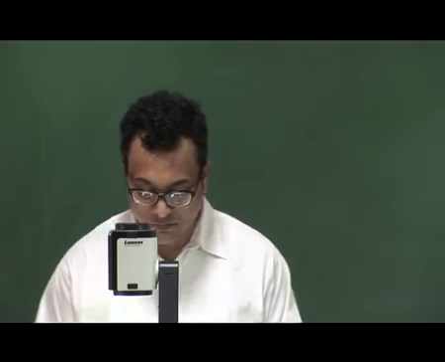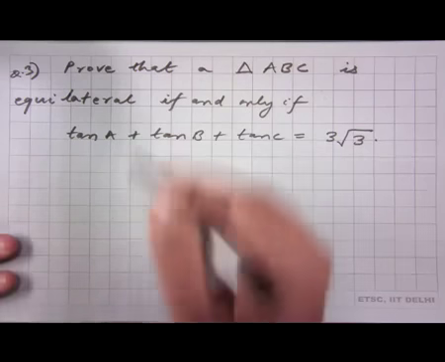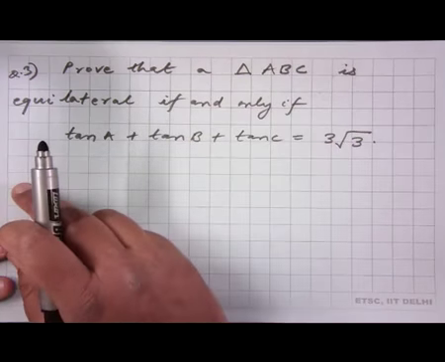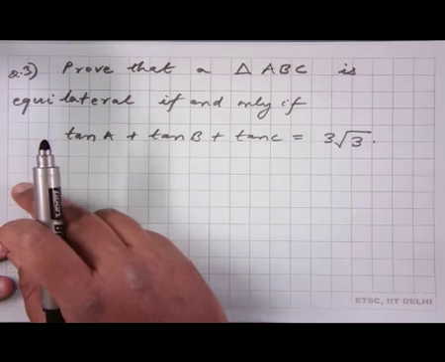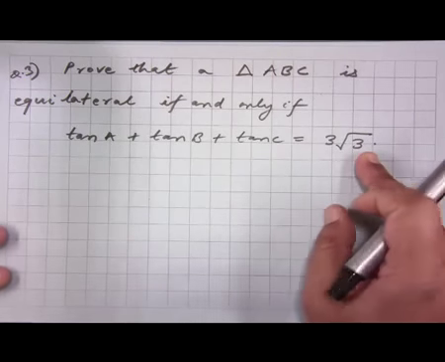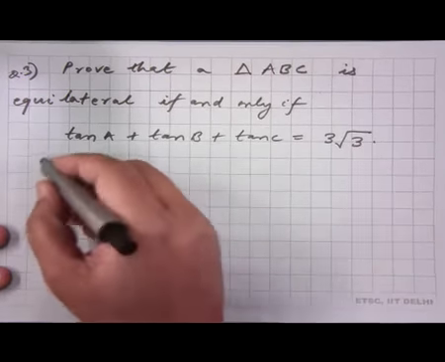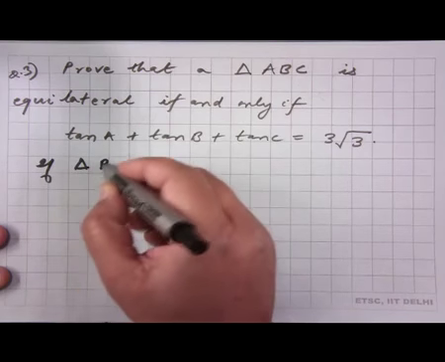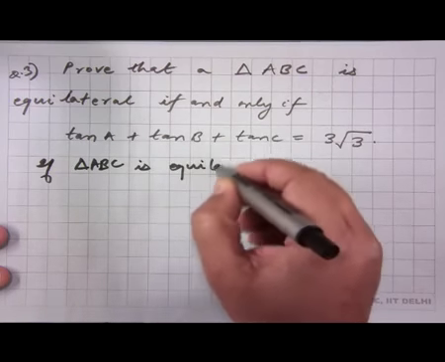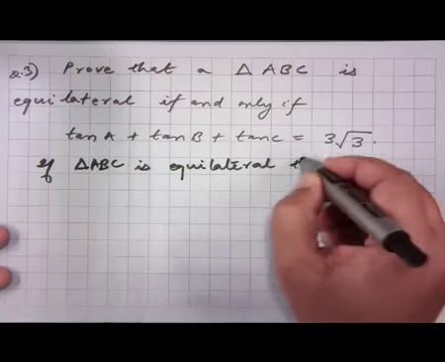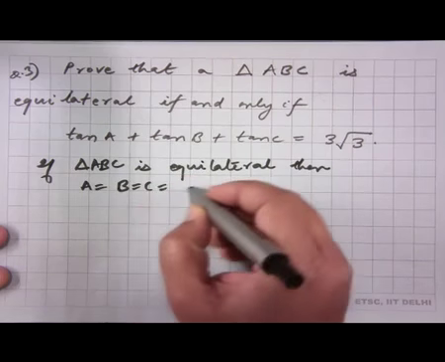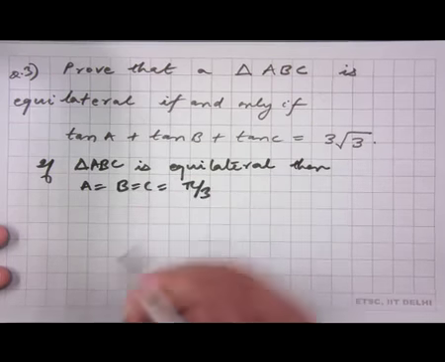Let us take the third problem now. So, here we are asked to prove that in a triangle ABC, the triangle is equilateral if and only if this condition holds. Of course, if triangle ABC is equilateral, then we have A equal to B equal to C equal to pi by 3, 60 degrees.